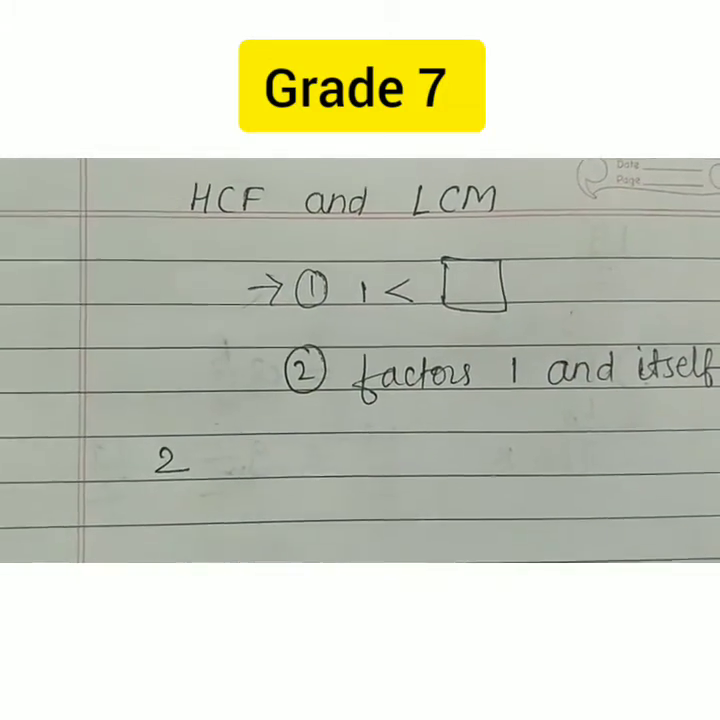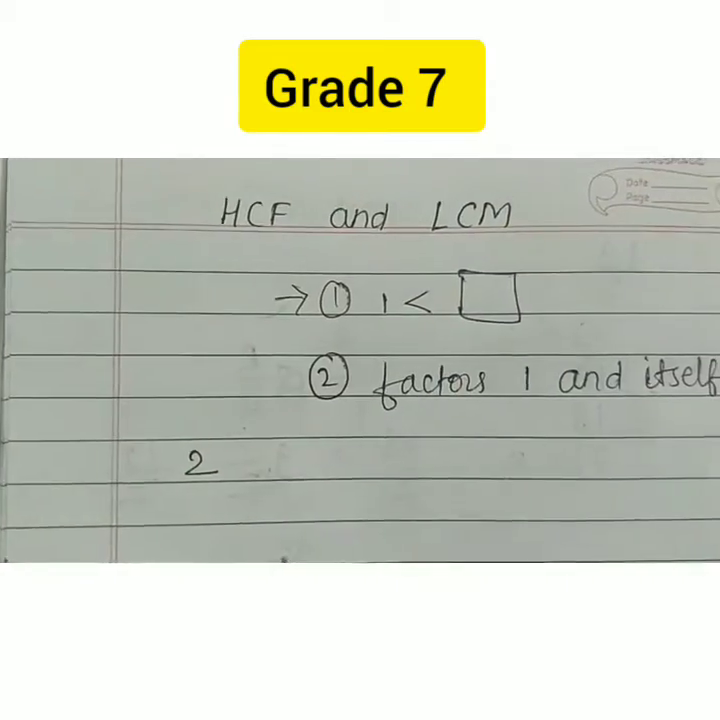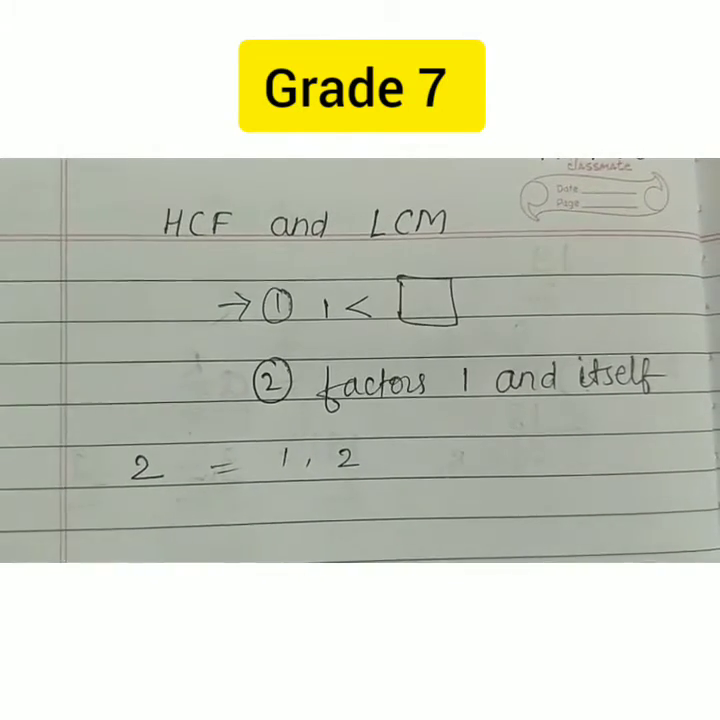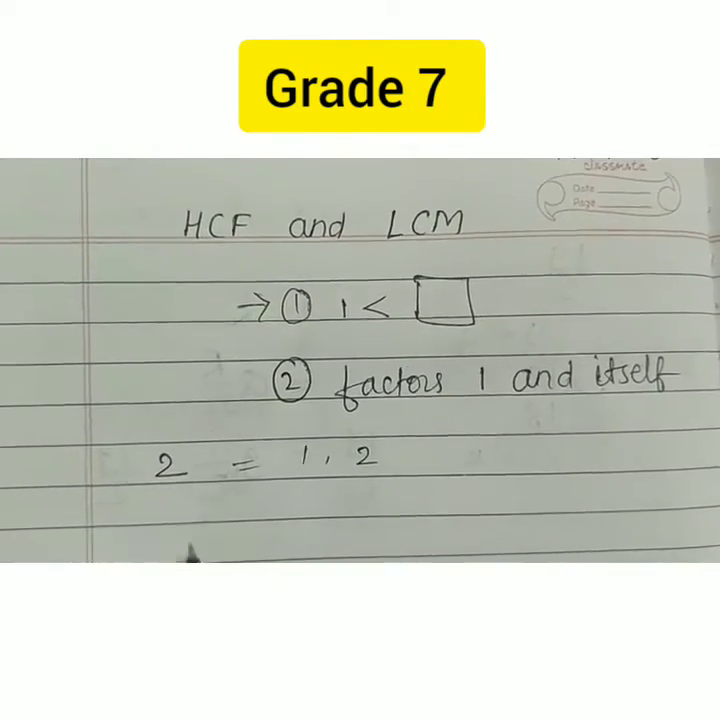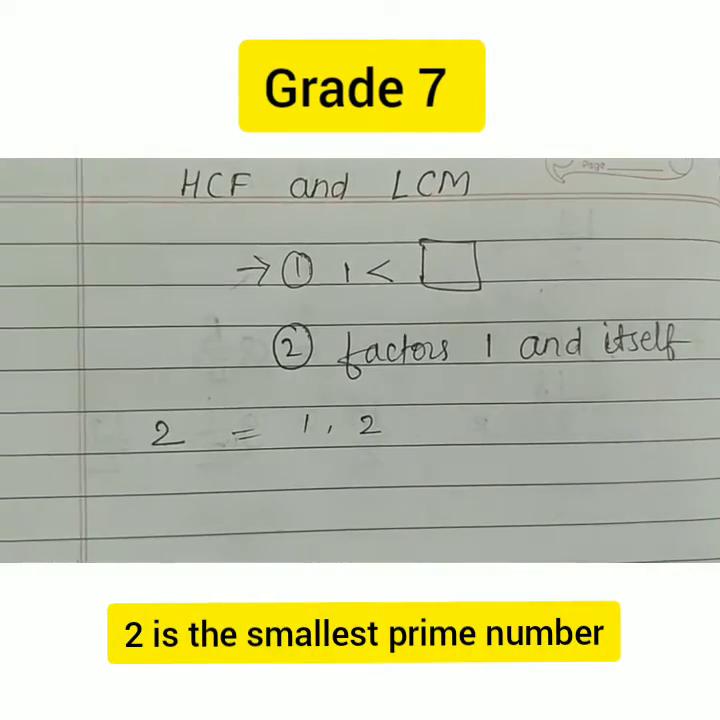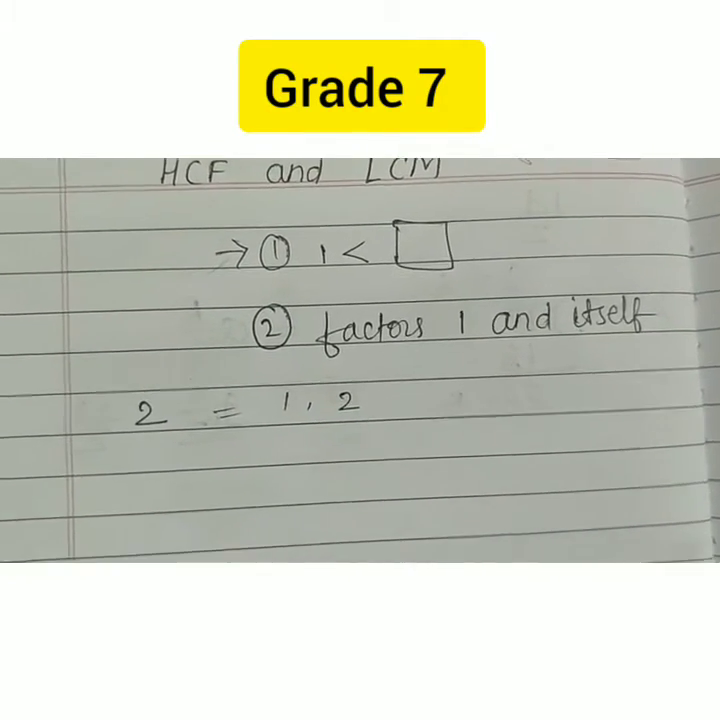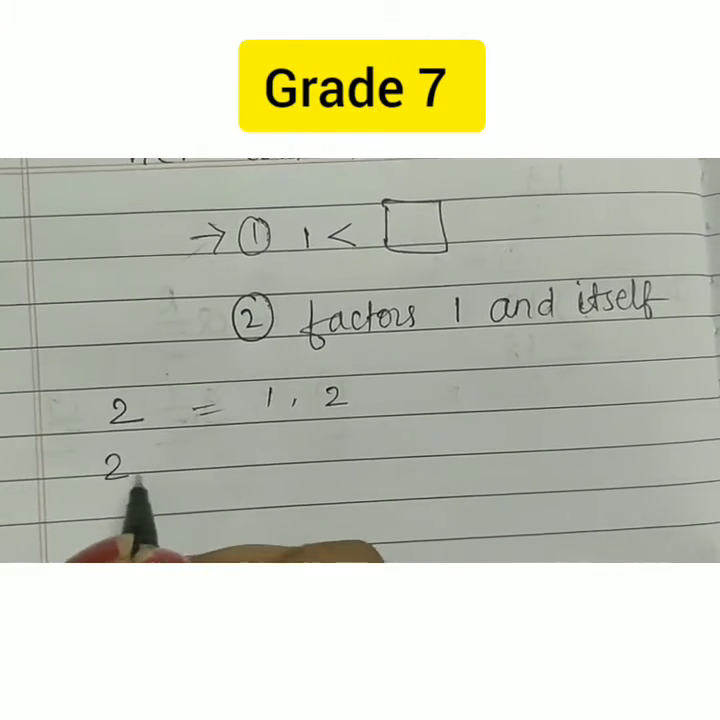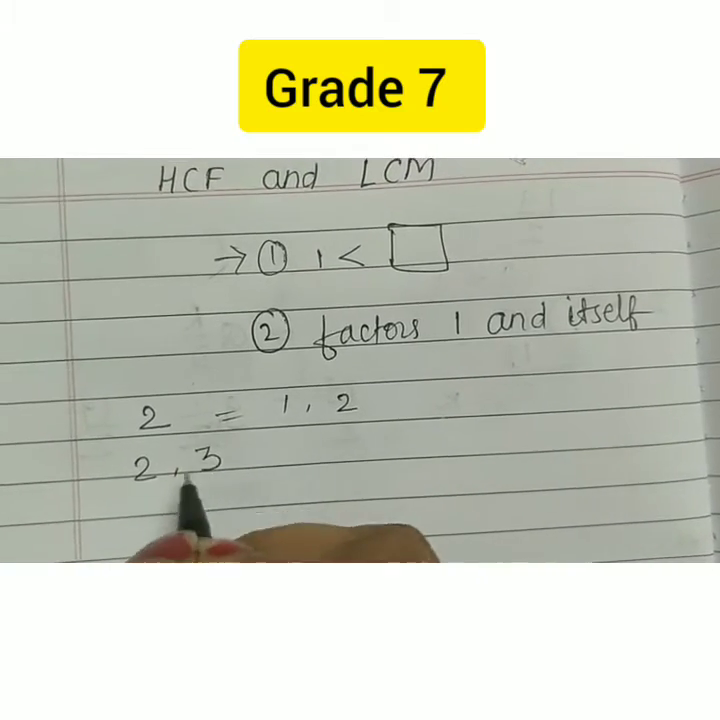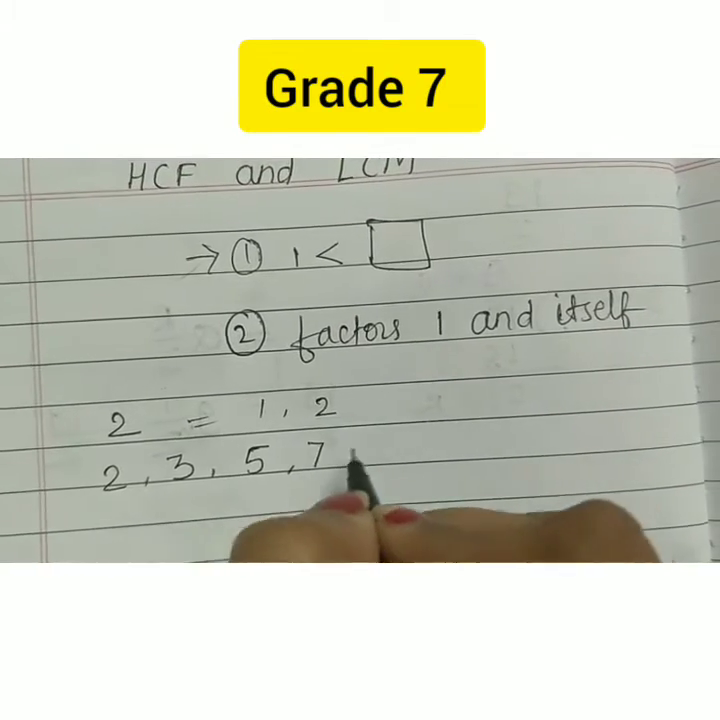Now it should be greater than 1, so let's think about 2. 2 is greater than 1, so condition 1 is satisfied, and the factors of 2 are 1 and 2 only. So here 2 is the smallest prime number. Now we are going to list down the prime numbers from 1 to 50. So 2, 3, because 3 can also be divided by 1 and 3, then 5, 7.